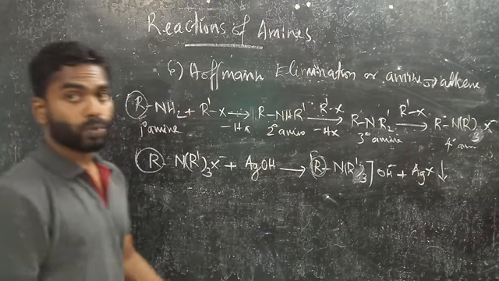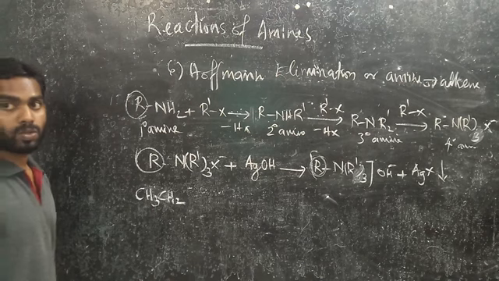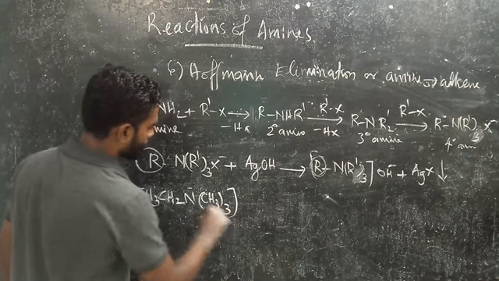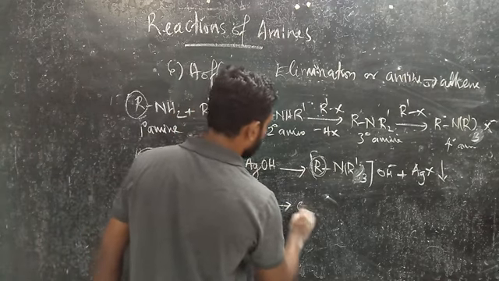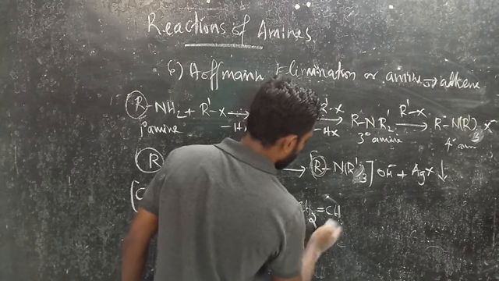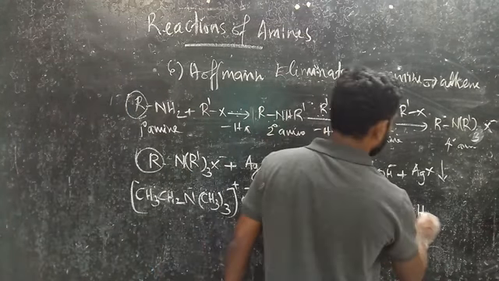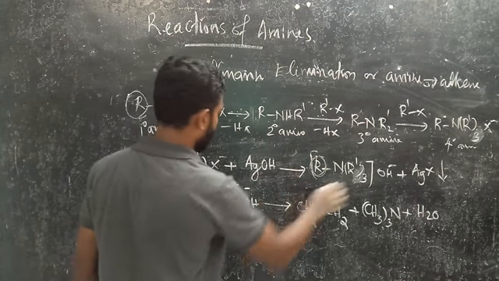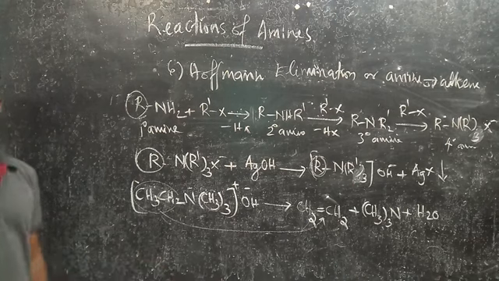Consider the R group is an ethyl group, CH3CH2, with N and R dash a CH3 group, CH3 twice, with OH minus, which on heating gives ethene plus H2. Suppose this is the R group and this is the R dash group. So this alkane is converted into alkene. This step is known as Hofmann elimination.